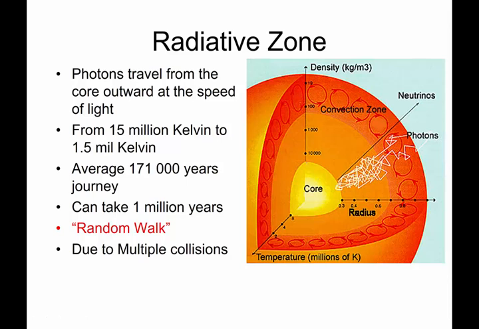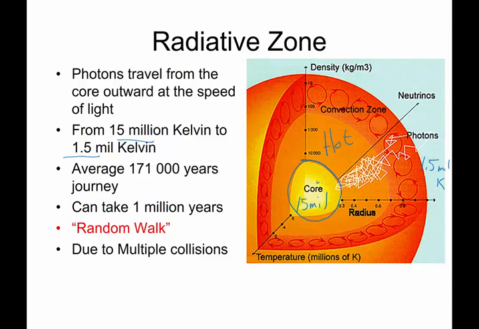Now, a photon is produced in the core, and it has to get through the radiative zone out to the point where it can actually get to the outer edge of the star. The problem is that in the middle of a star, it is nutty, crazy hot, insanely hot. So it's 15 million Kelvin in the middle, and it's down to about 1/10 of that on the outside edge, 1.5 million Kelvin, 1/10 the temperature.